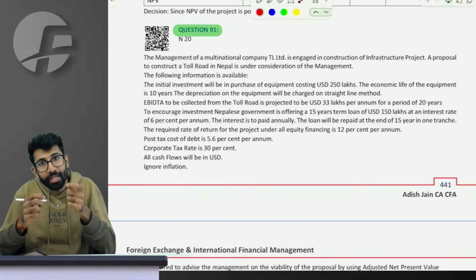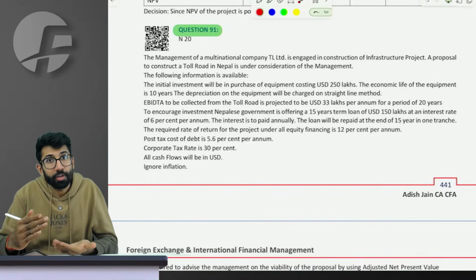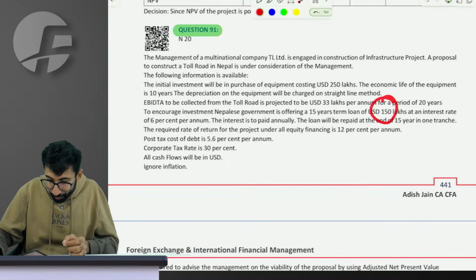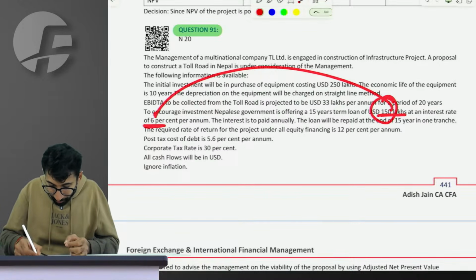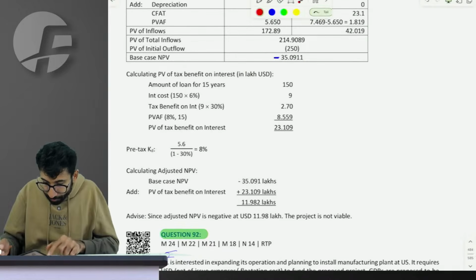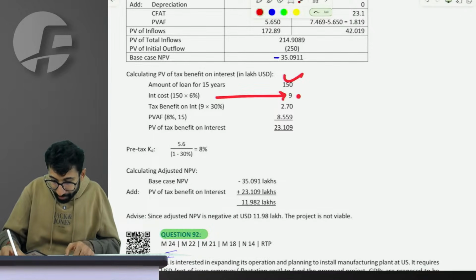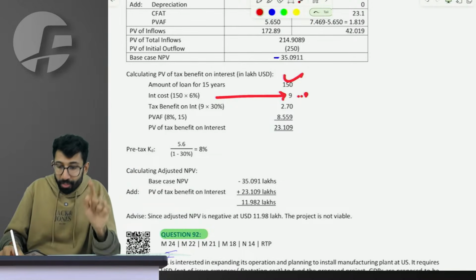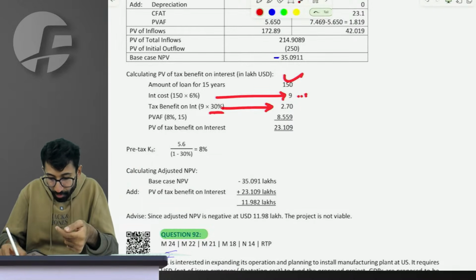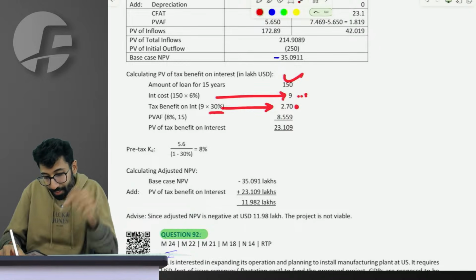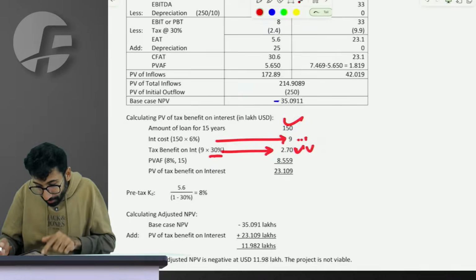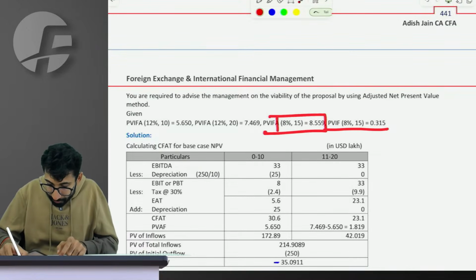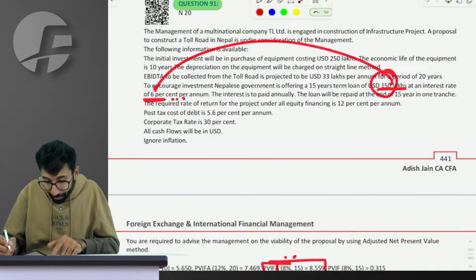The impact is when I take an amount from debt, I have to repay interest on it, and paying that interest saves tax. So 150 lakhs, when I pay 6% interest on this amount, it is 9 lakh USD of interest. When I pay 9 lakh every year, I will save 30% tax on it, so that 30% portion being saved every year is 2.7. For the next 15 years, when I do that, how much is the present value? Please look at this. Present value at what rate?